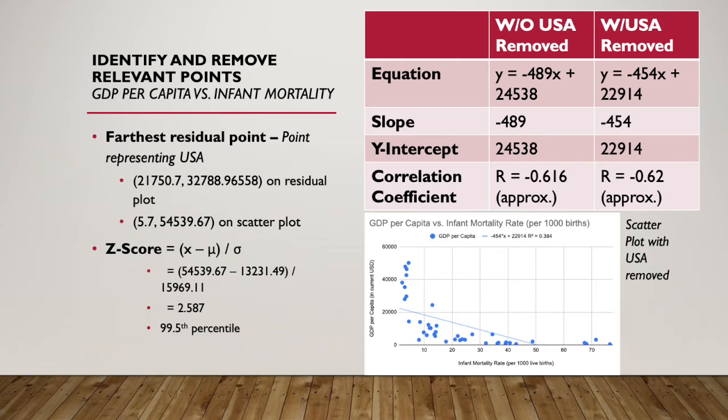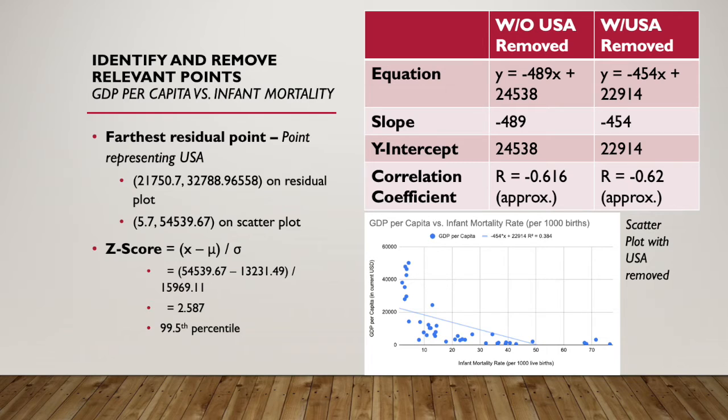When the point representing the USA is removed from the linear model representing GDP per capita versus infant mortality rate per 1,000 live births, the model changes from y equals negative 489x plus 24,538 with r equals approximately negative 0.616 to y equals negative 454x plus 22,914 with r equals approximately negative 0.62. This implies that the USA's GDP per capita in current US dollars is much greater than that of other countries.